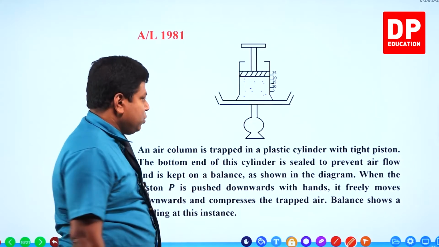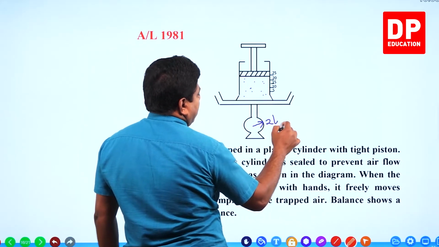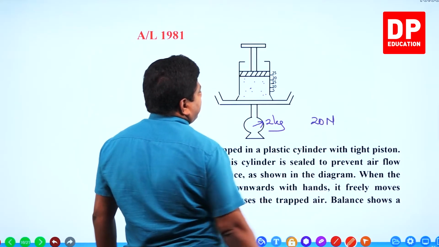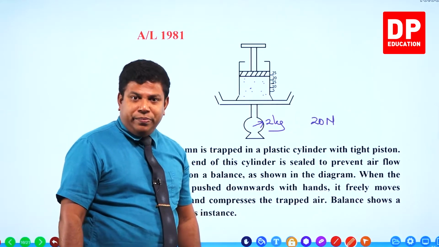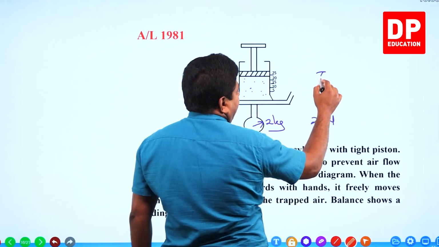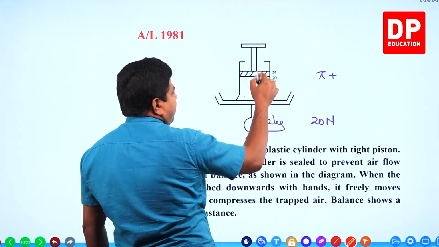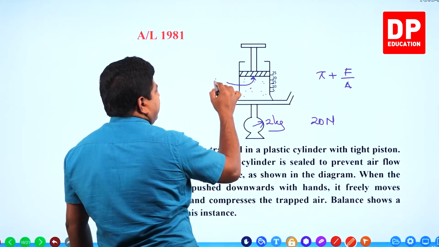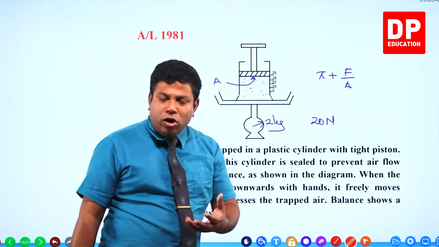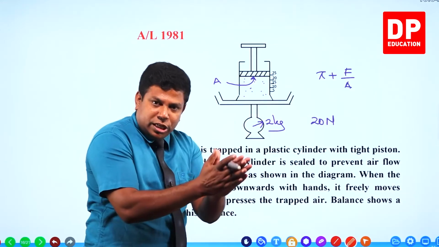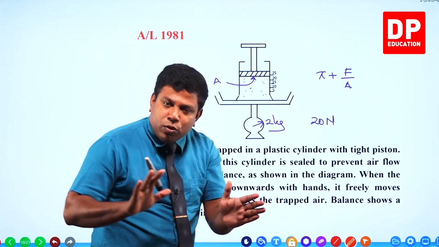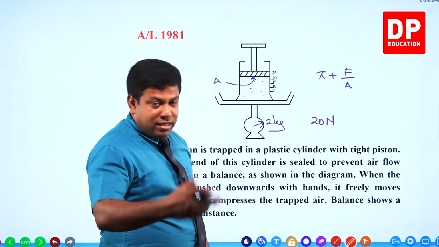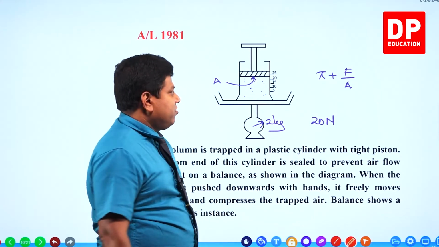So mg. Suppose it shows 2 kilogram, then I know I'm giving 20 Newton if g is 10. Then how do I find the pressure? Pressure has to be the atmospheric pressure plus whatever force I have given divided by area. Area means the cross-sectional area of this one, because force divided by area is what you call pressure. Atmospheric pressure is already there, plus the additional force you are giving divided by the area it is exerted on. This will be the pressure.